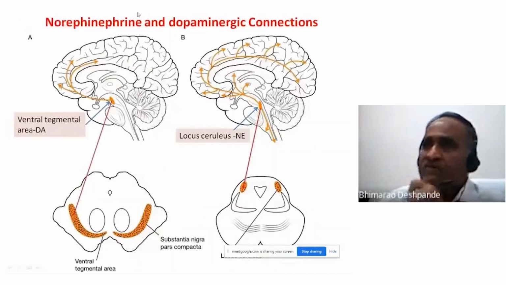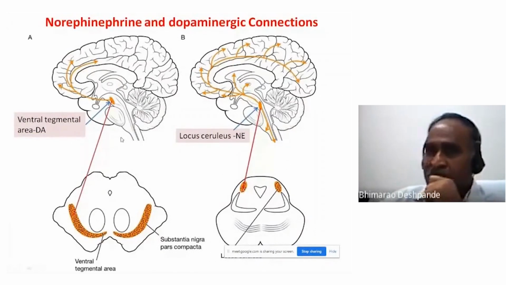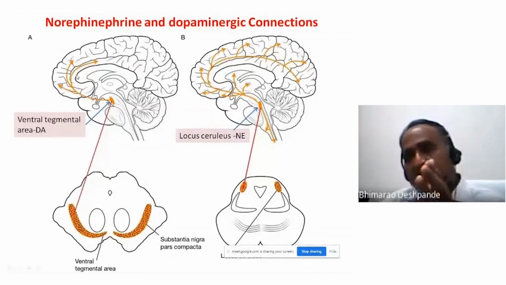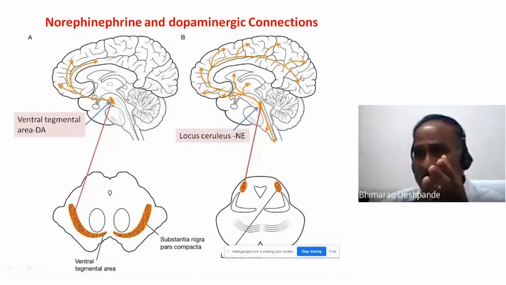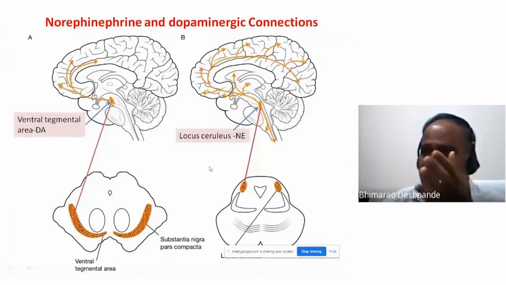Now the norepinephrine and the dopaminergic areas. You see that I already explained how that is going on. This is the ventral tegmental dopaminergic system. These are all motivational reward systems. It will go to the nucleus accumbens. The cholinergic ones are also motivational, keeping alertness, because you see the entire range of the cortex is involved. So these are the dopaminergic and norepinephrine connections.